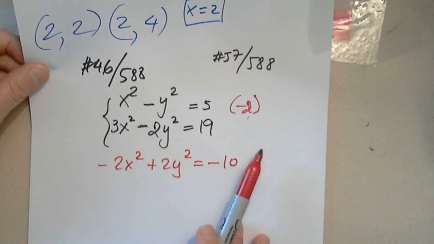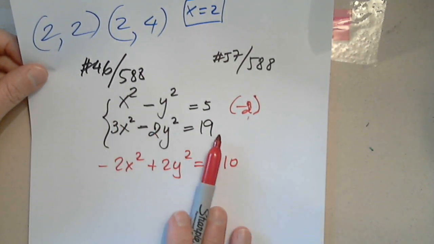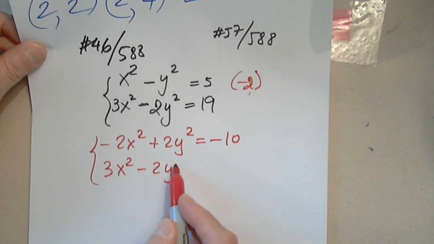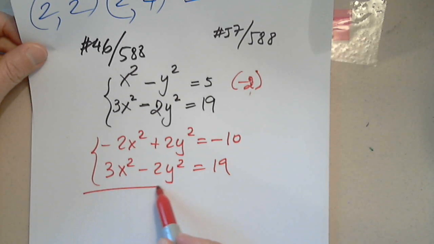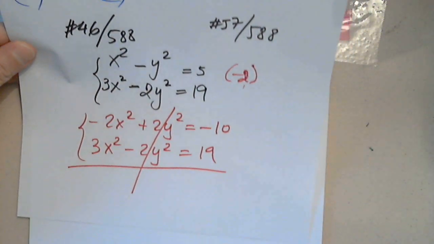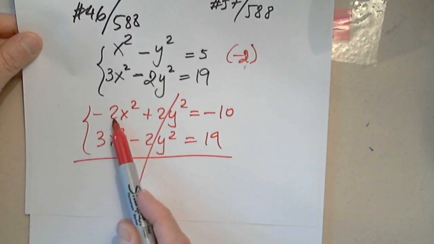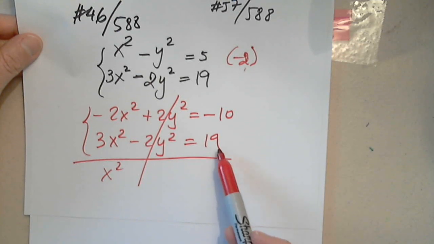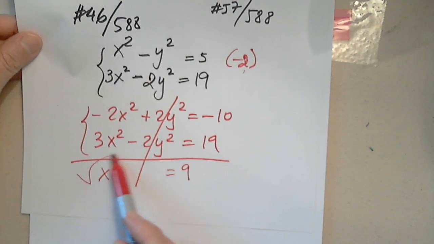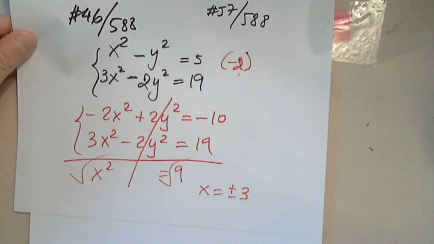Remember, we cannot pick and choose. We have to multiply everything by negative 2, and then keep them together. And then according to plan, the plan we made, y goes away. 3x squared minus 2x squared is x squared, and 19 minus 10 is 9. I like it because I take the square root and get x equals plus or minus 3.